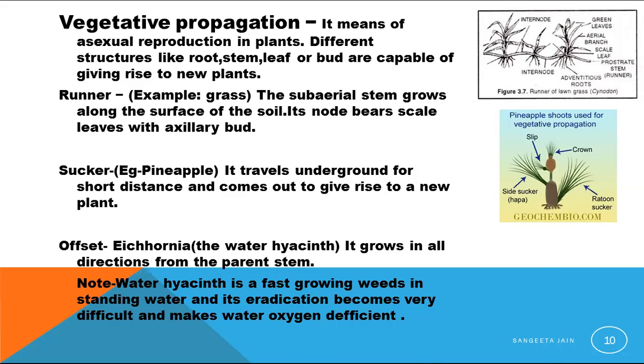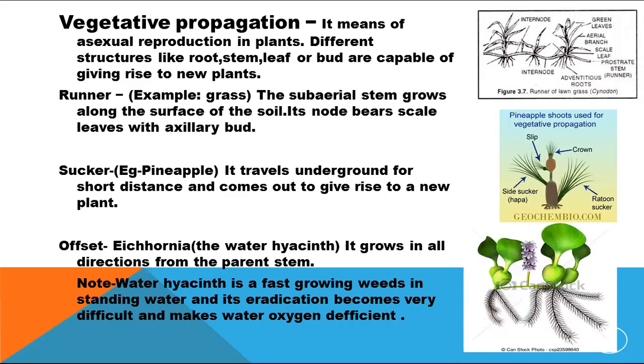Offset: Eichhornia, the water hyacinth, grows in all directions from the parent stem. Water hyacinth is one of the fastest growing weeds found in standing water of ponds and lakes. It floats in water with the help of the spongy and inflated petioles of its leaves. Once it starts growing, its eradication becomes very difficult.